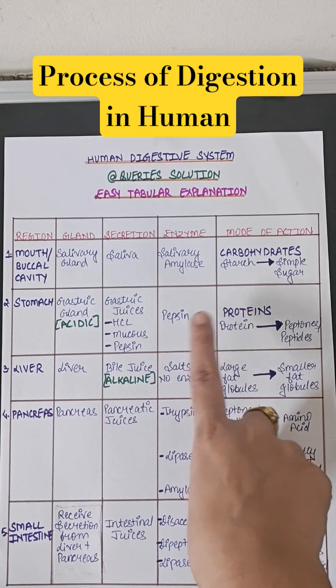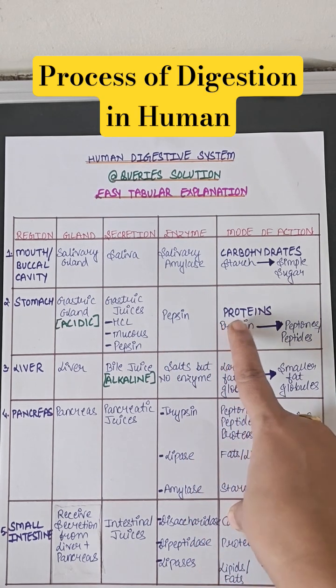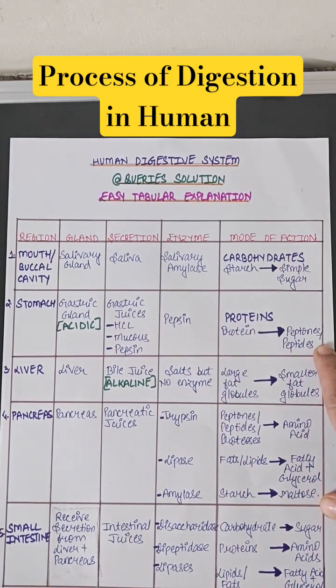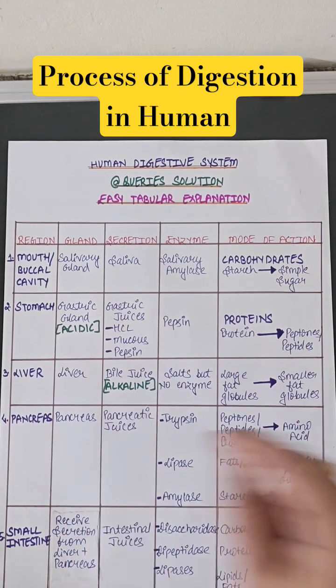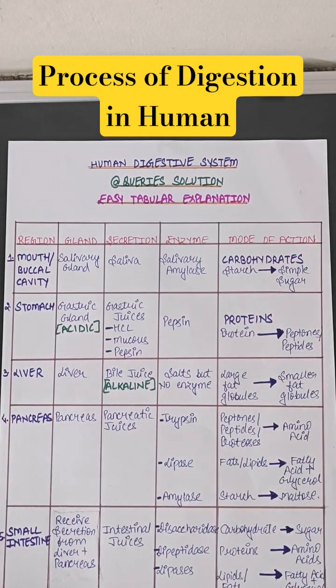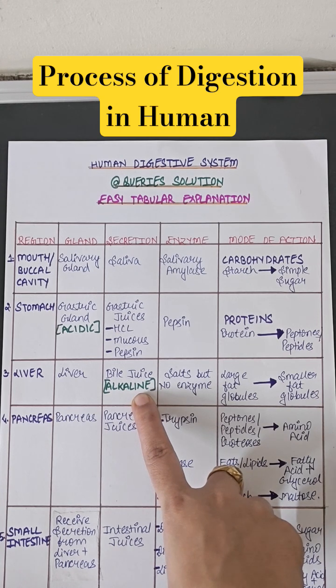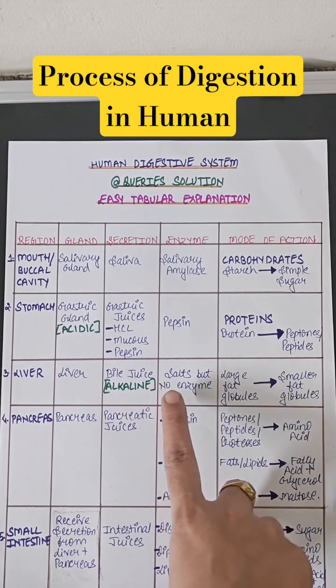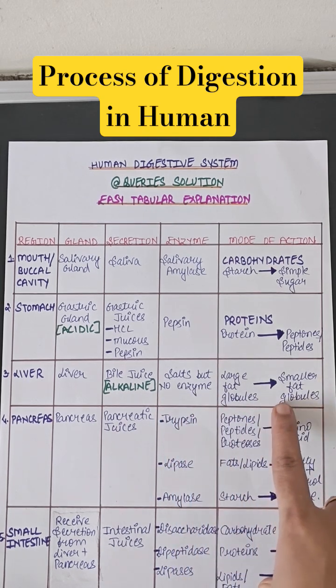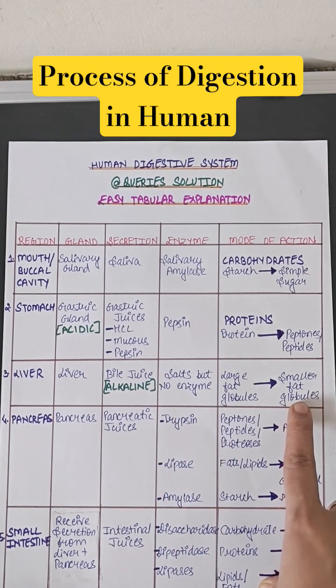This pepsin acts on the protein substances which are there in the food and converts them into simple substances like peptones and the peptides. The third important part of the alimentary canal being the liver, which produces bile juice, and as we know, as the food encounters the secretion from the liver, the food from the acidic nature now turns into being alkaline. These bile juices consist of salts which act on the emulsification of the fat, converting the larger fat globules into the smaller ones.